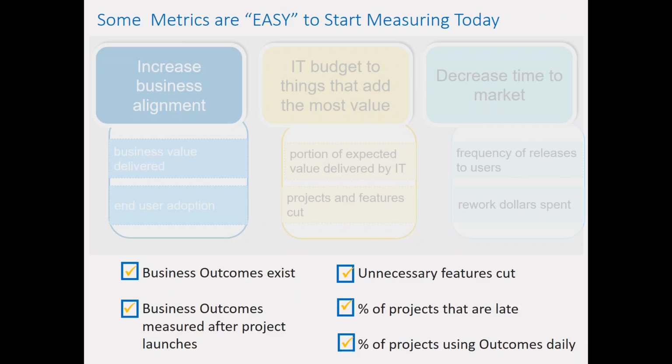Other things you can measure are how many features did I cut, and what percent of projects are actually late, and that gets to time to market, right? How often do we set a target and then miss it? And then the percent of projects that are using those outcomes every day. This is key, right? We don't define these outcomes simply to say, here's what we're trying to do, and then check whether I delivered them. Throughout the entire duration of my projects, I need to be revisiting those outcomes over and over again to make sure I'm prioritizing the features that will most likely deliver those outcomes.